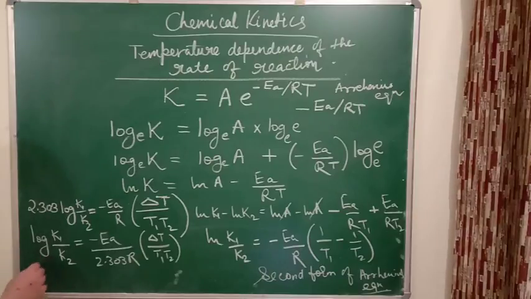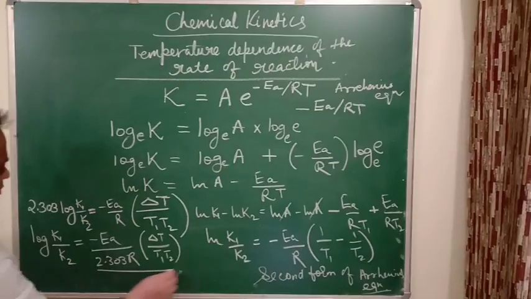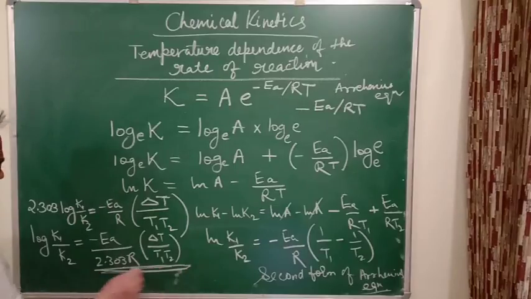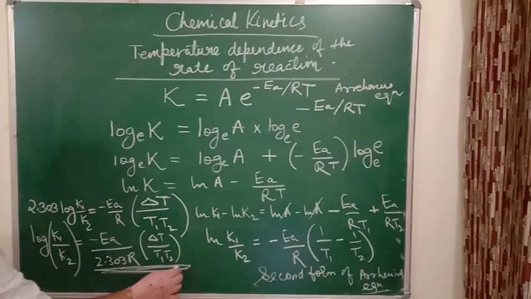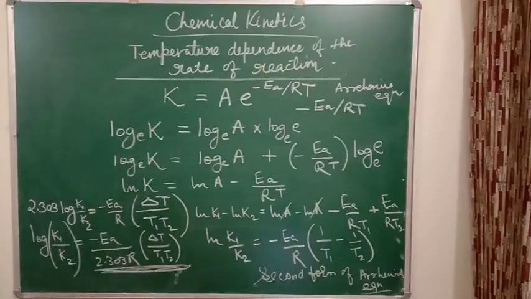So if we find out the value of this much just from the temperature, we can find out the ratio of k1 and k2 by finding the antilog of this. Alright, so now we will be doing a numerical based on this.